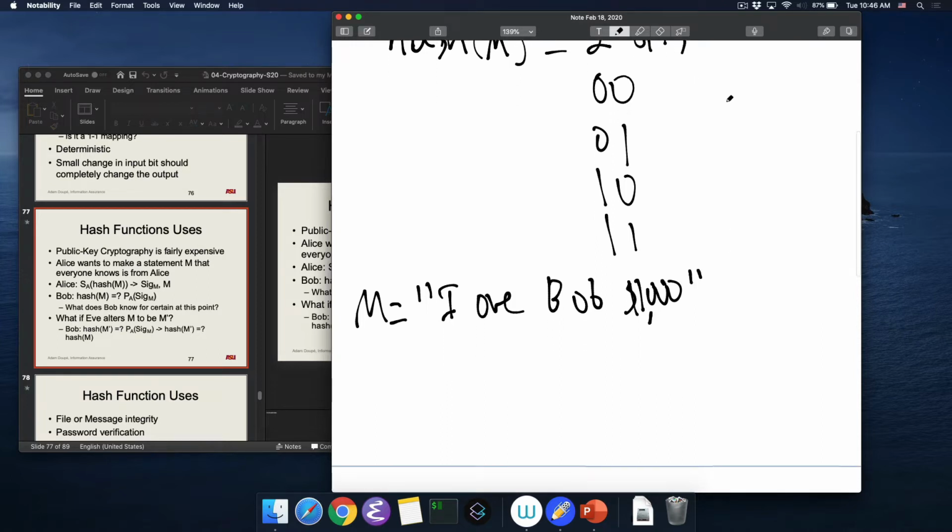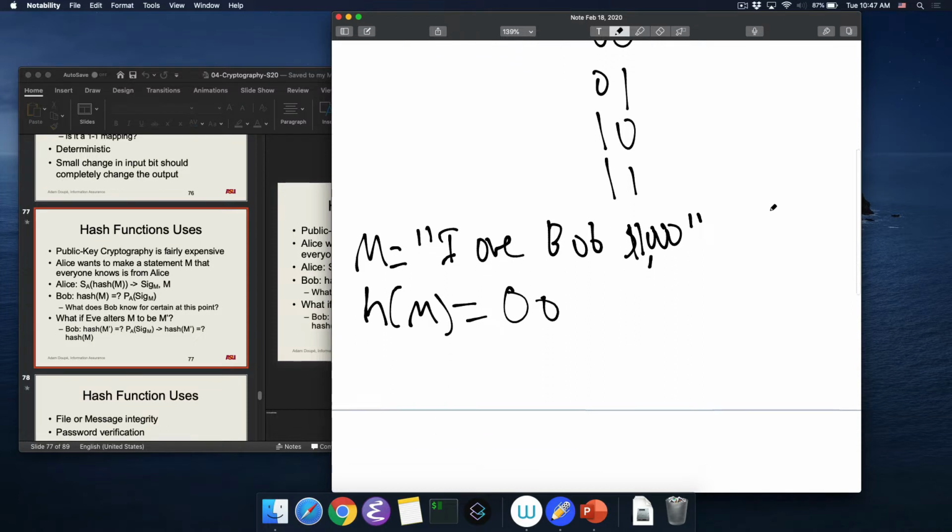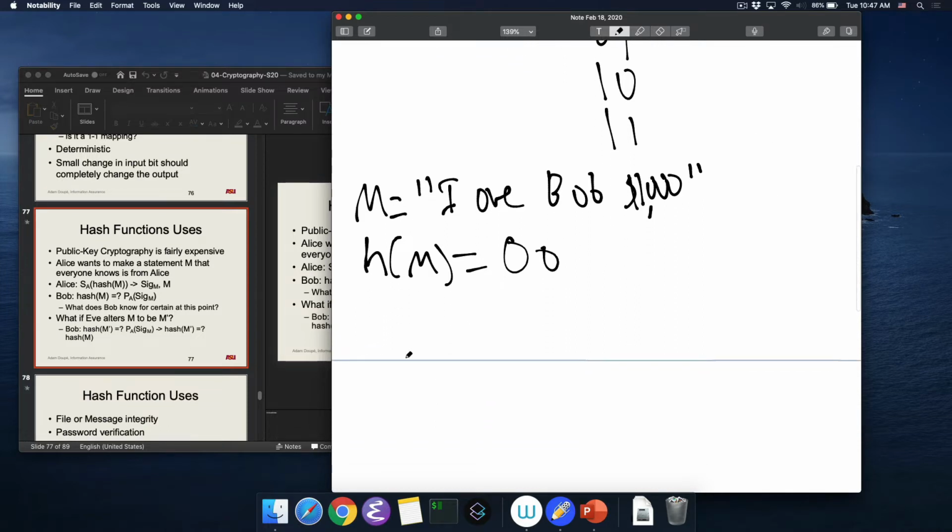Okay, so the message is: I owe Bob $1,000. So we run the message through our hash function. Somebody want to pick their favorite 2-bit? 0. Okay. So the hash of that message is 0. And so now we have the signature, right?